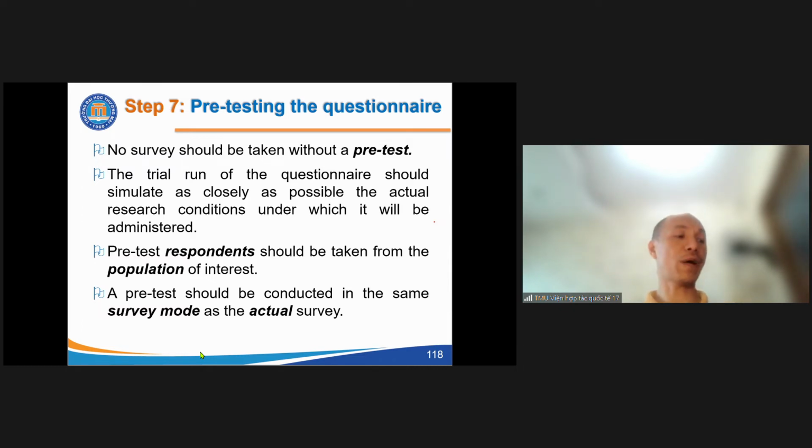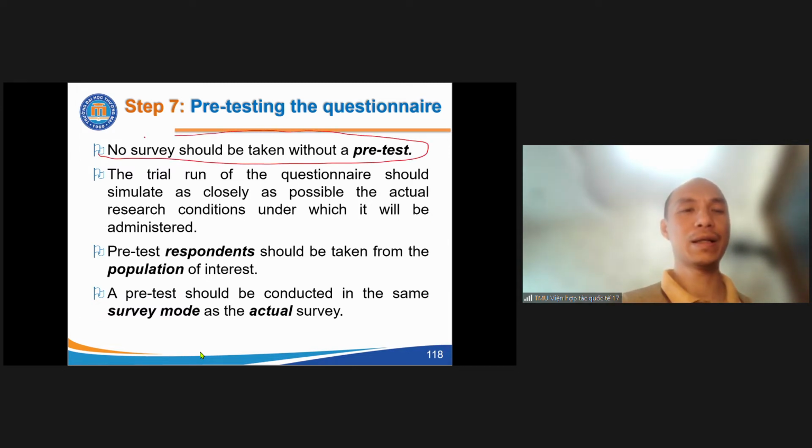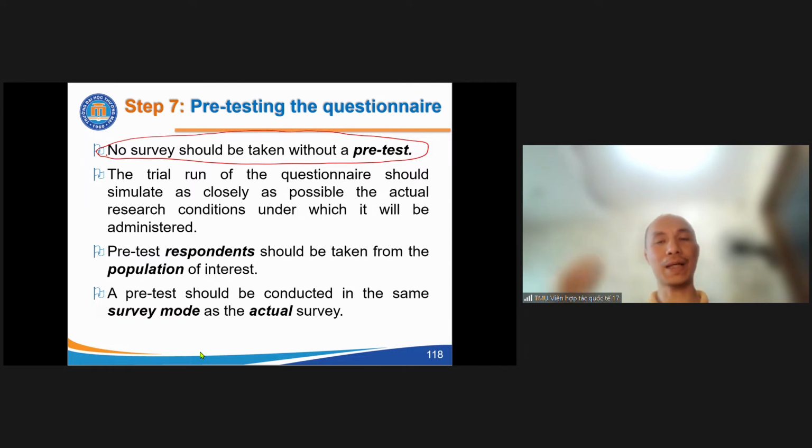But for friends, it's very easy, and especially friends may be suitable respondents, because you will send that questionnaire to students, to your friends. So you can ask them, sometimes even better than asking your teachers. That's why we say that no surveys should be taken without a pretest. The pretest is very, very important.